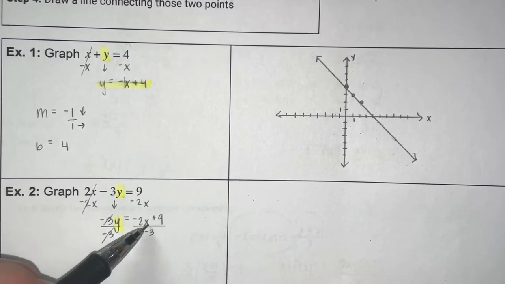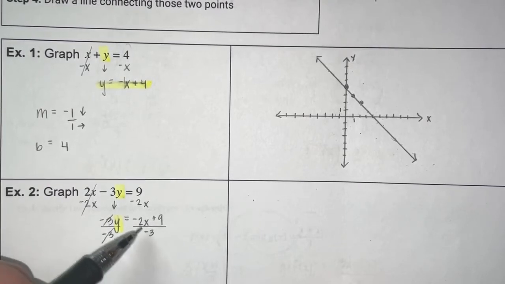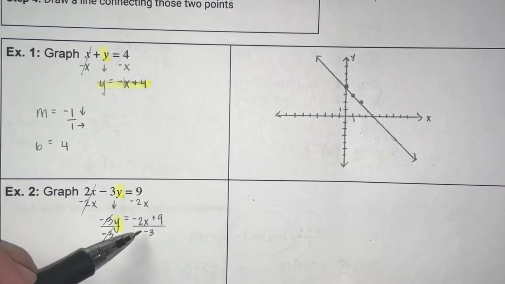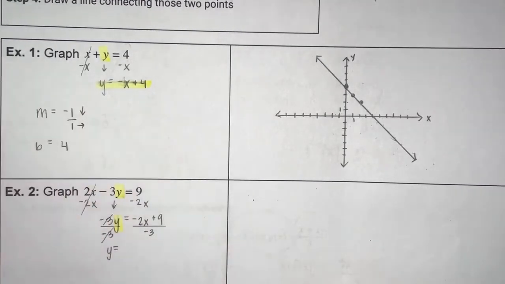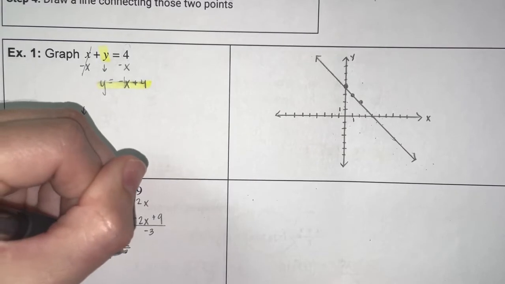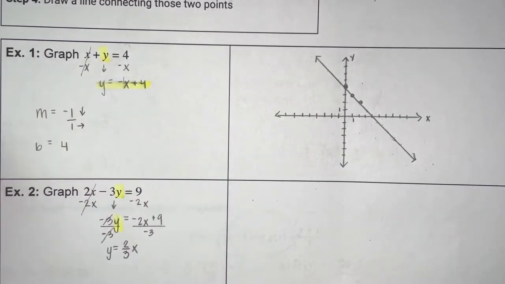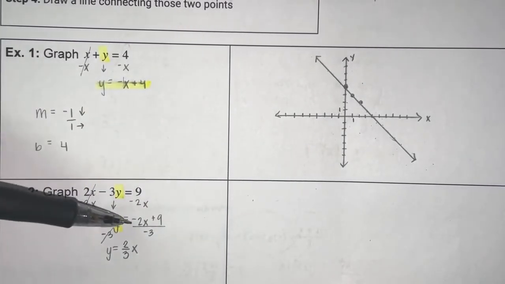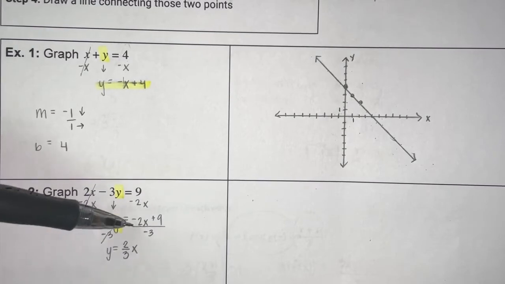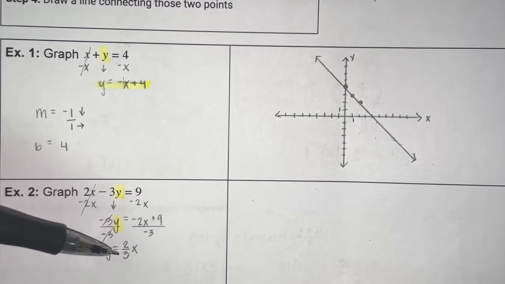So negative 2x divided by negative 3. 2 isn't divisible by 3, so we can't really divide it, but a negative divided by negative, those cancel each other out, and then it's a positive. So a negative divided by a negative is a positive, so that becomes positive 2/3 x. So one more time, negative 2x divided by negative 3. I can't really divide 2 by 3, so I have to leave it as a fraction. But a negative divided by a negative does become a positive.